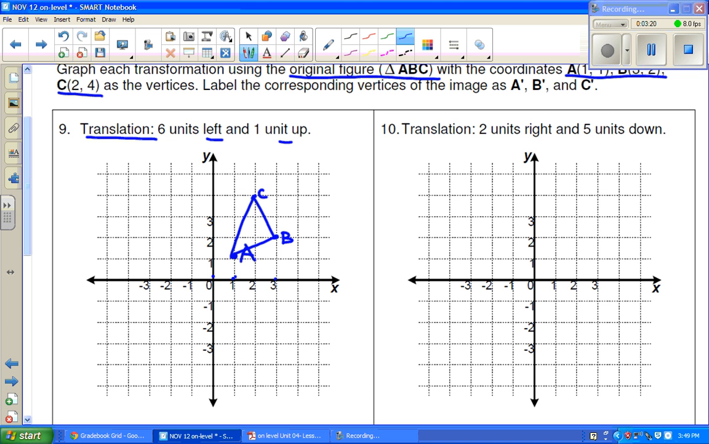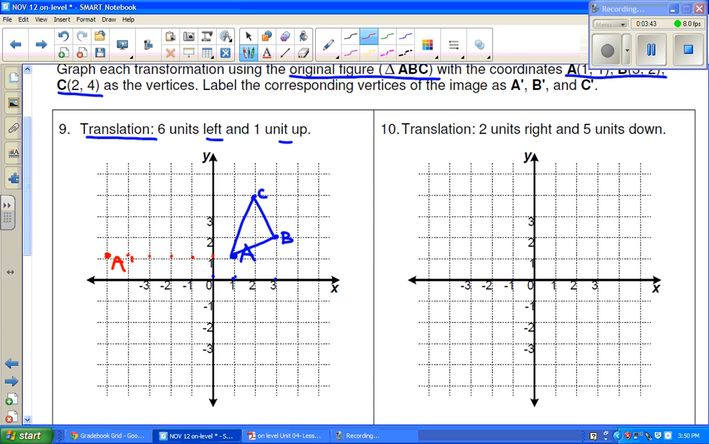So you have to take each one of your points and count 6 units left and 1 unit up, starting with A. Moving to the left, 1, 2, 3, 4, 5, 6. That's our new A prime.